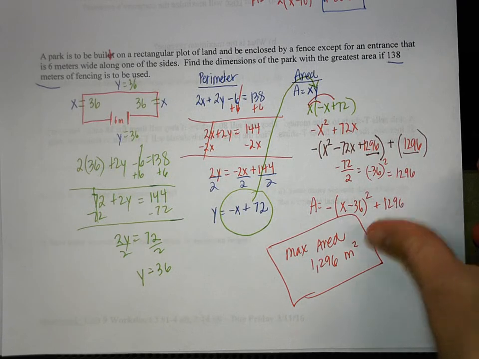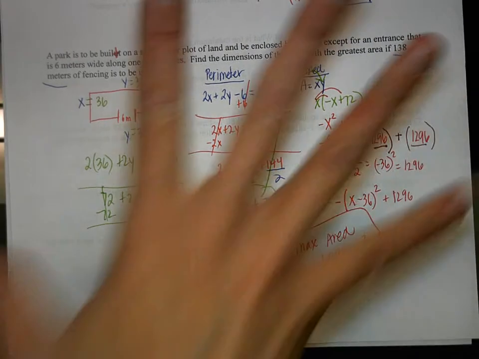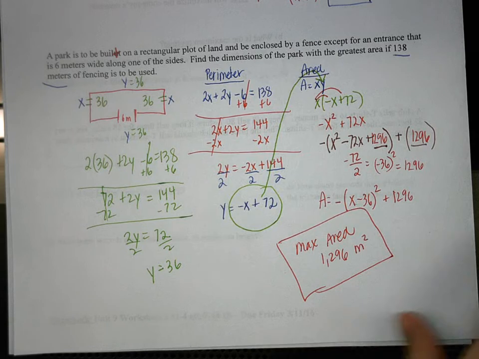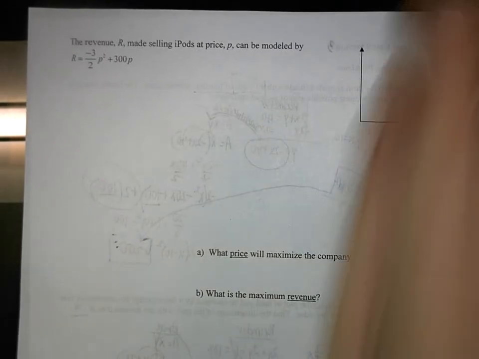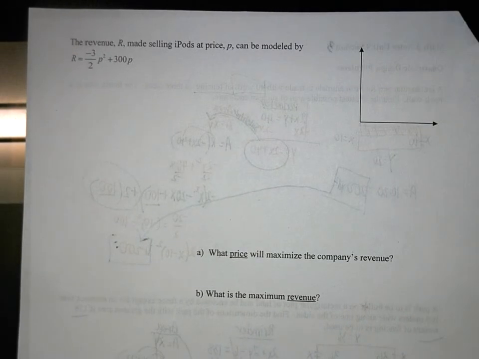Okay. And to be honest, just so you know, I think this is the toughest part. This one. Okay. So moving on to the next problem. Okay, so the revenue made by selling iPods at price P can be modeled by this equation. So they've given us the equation. It wants us to find what price will maximize the company's revenue and what is the maximum revenue. This is a quadratic formula.